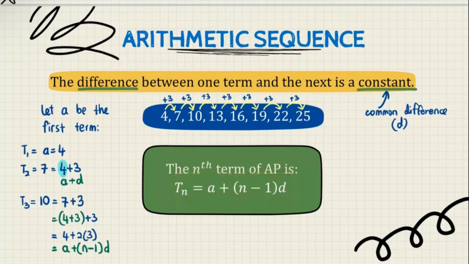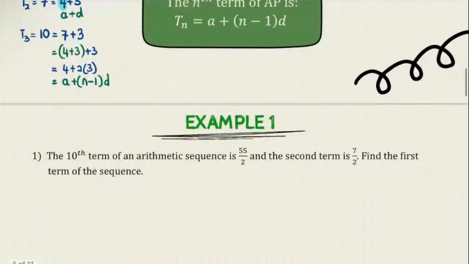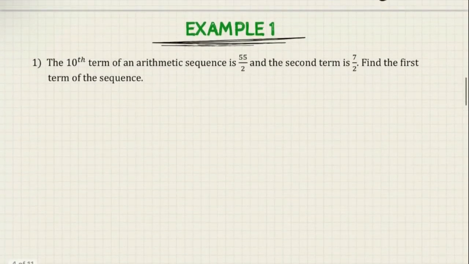Kita ada 2 formula saja untuk arithmetic. First adalah Tn and the second one will be Sn. So Sn nanti saya akan tunjuk kemudian. Okay, now tanpa membuang masa, marilah kita pergi kepada example yang pertama.